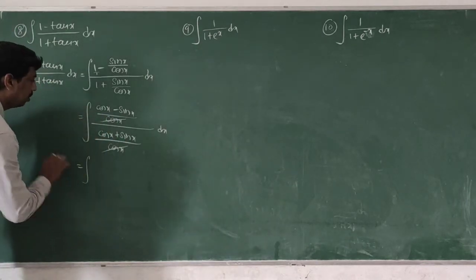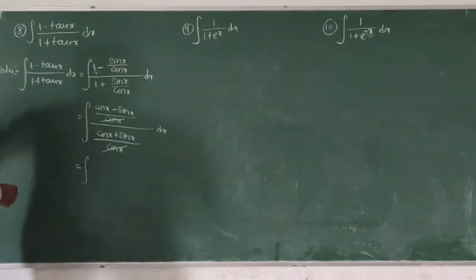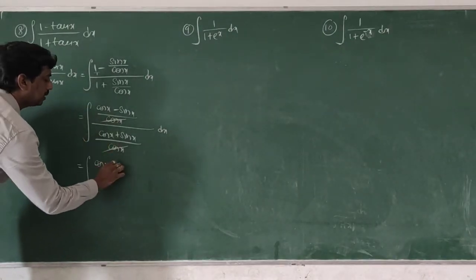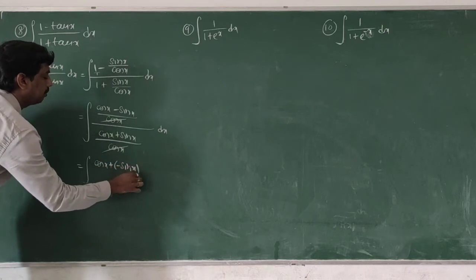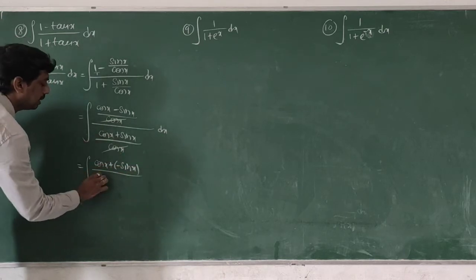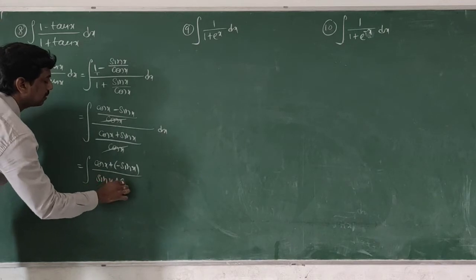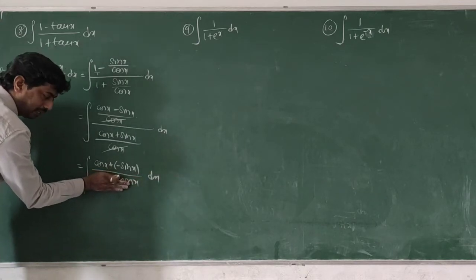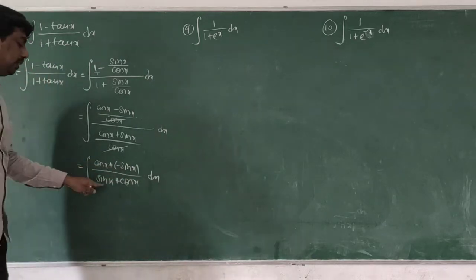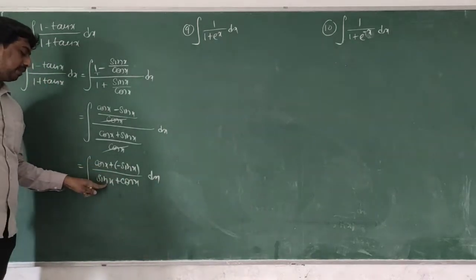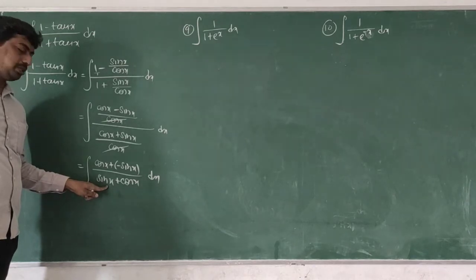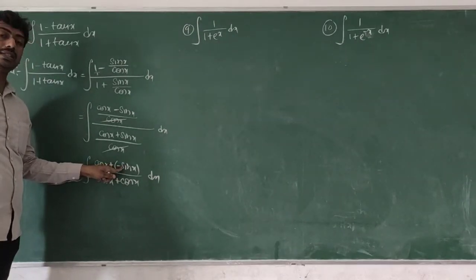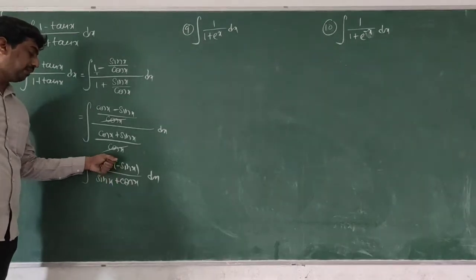Now integration of (cos x minus sin x) by (sin x plus cos x). This can be written as minus sin x plus cos x over sin x plus cos x. Just to verify, take the denominator as f of x. The derivative of sin x is cos x and the derivative of cos x is minus sin x. That's why this is in the form of f dash x by f of x.